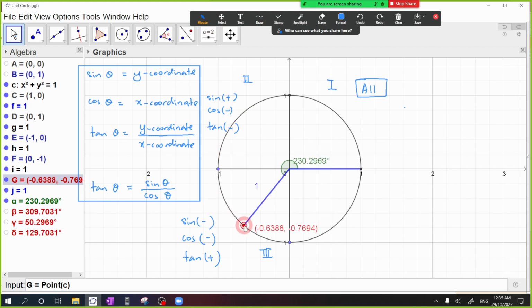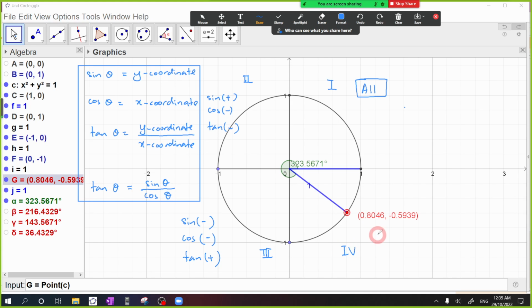Now let's proceed to the last quadrant. Quadrant number 4. Okay, so sine theta will be the y coordinate. You will notice that the y coordinate is negative, right? So sine is negative. How about cosine? Cosine is the x coordinate. The x coordinate is positive. How about tangent? Tangent is the y coordinate divided by the x coordinate, which means this divided by this. Negative divided by positive, you get negative.